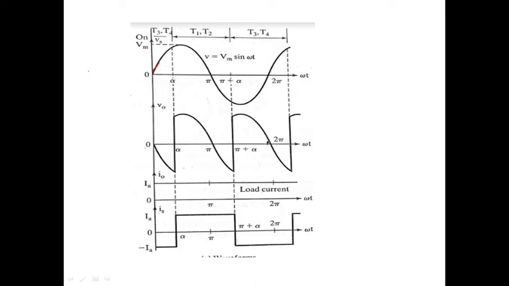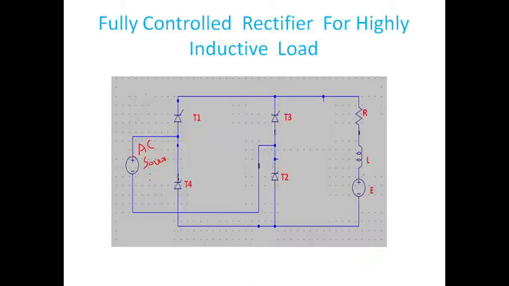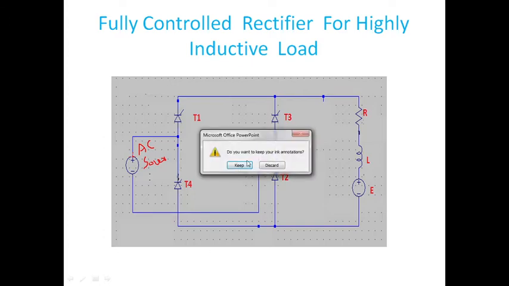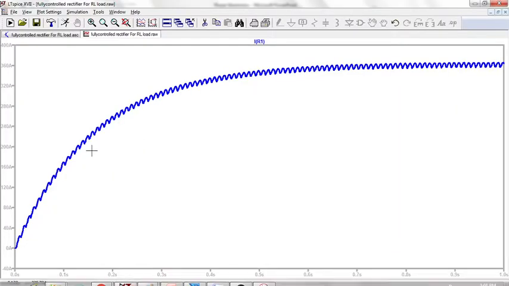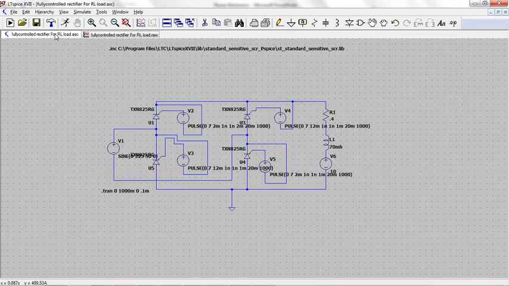Next, I will show you the circuits in LTspice. This is actually my circuit. This is my sinusoidal source, this is my 4 SCRs, this is my 2 SCRs, and these are another 2 SCRs. For these 4, gate pulses are required, and this is my load.